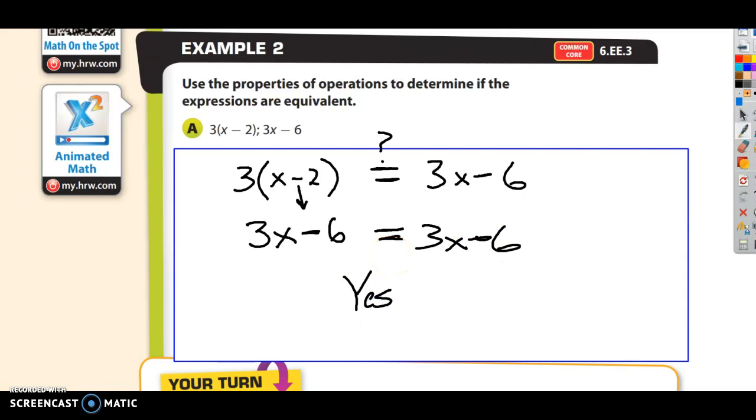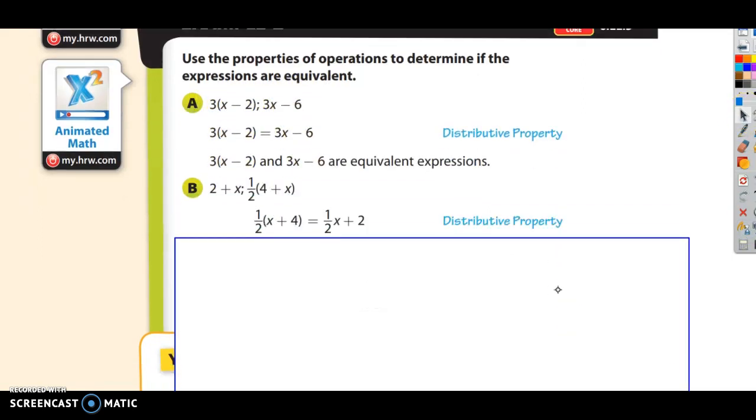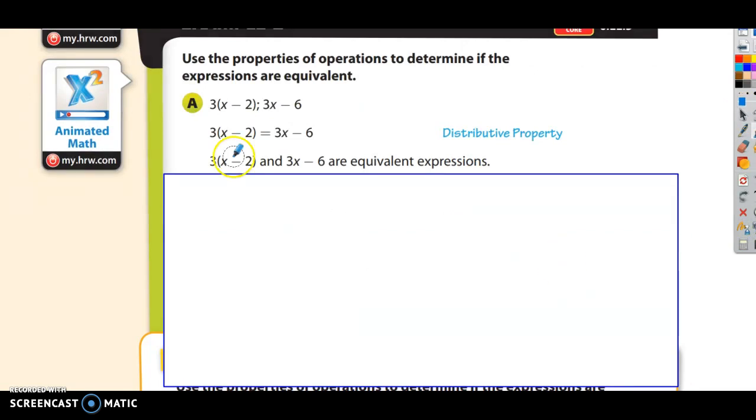They don't look like it here. If I highlight this one and say, is that equivalent to that? They don't look equivalent. But some kids noticed, hey, isn't 3 times 2 equal to 6? So you might have an instinct that it is equivalent, and it was. And it says right here, 3x minus 2 and 3x minus 6 are equivalent expressions. Now this next one won't be equivalent.